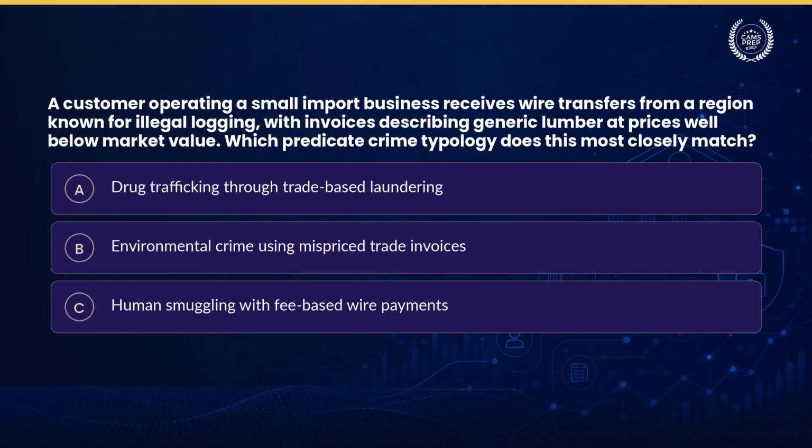Final question. A customer operating a small import business receives wire transfers from a region known for illegal logging, with invoices describing generic lumber at prices well below market value. Which predicate crime typology does this most closely match? A. Drug trafficking through trade-based laundering. B. Environmental crime using mispriced trade invoices. Or C. Human smuggling with fee-based wire payments. Consider the geographic risk, the commodity, and the pricing anomaly.